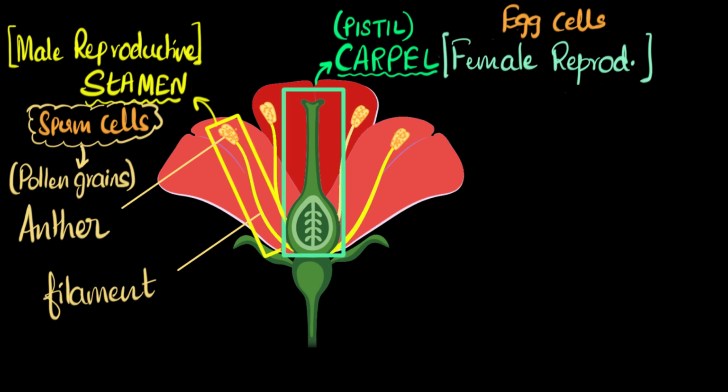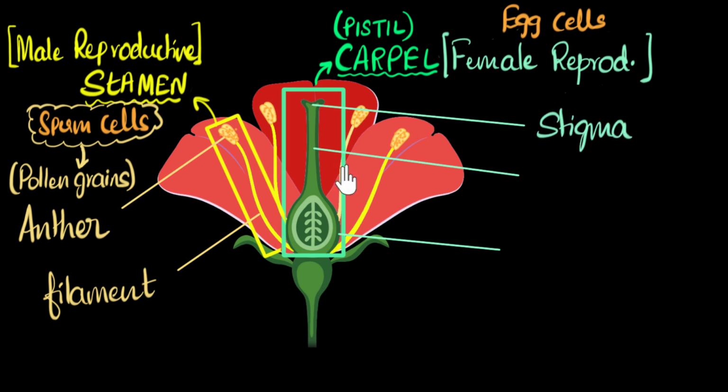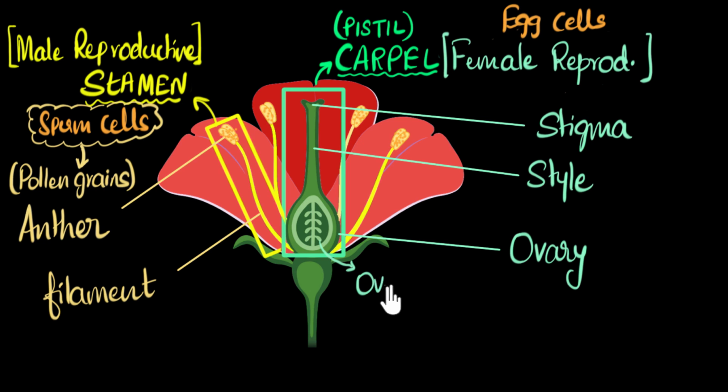All right, let's do the female parts now. The female reproductive part, the carpel or the pistil, can be further divided into three major parts. The topmost part is called the stigma. The part below, a long structure over here, is called the style. And this structure over here is what we call the ovary. Inside the ovaries you'll find these seed-like structures. They're not seeds yet, but these seed-like structures are called ovules.